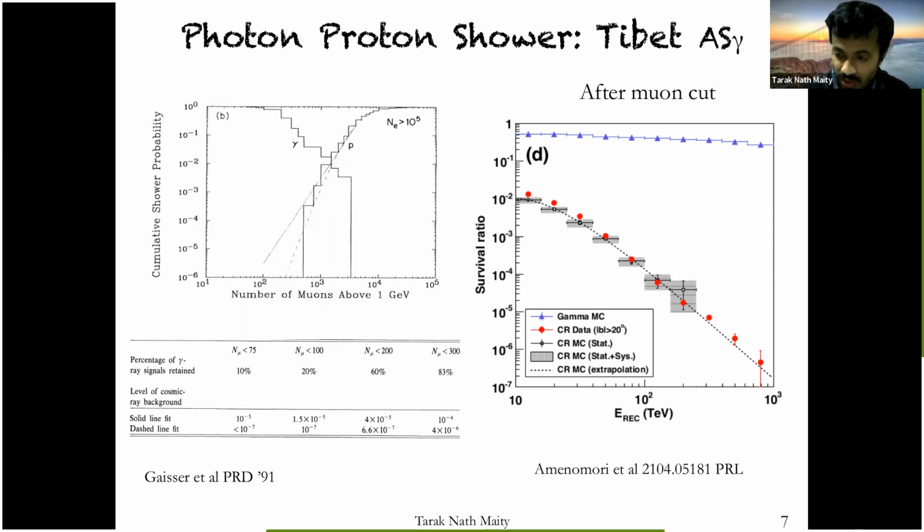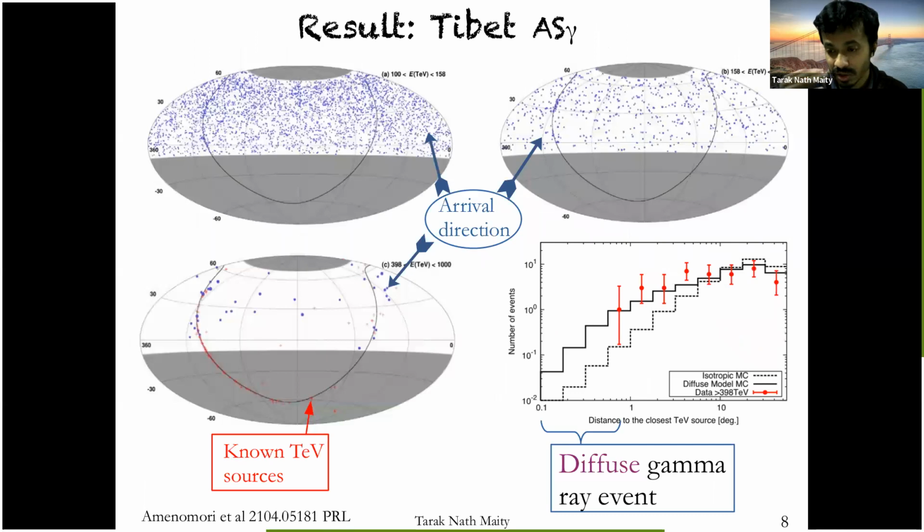Along with this, what Tibet can do is it can also track the direction from which the photons are coming by looking at the timing information. So in the first 3 panels, the experimental collaboration has presented their result for 3 chosen energy windows of operation. The first one is for 100 to 158 TeV, the second one is 158 to 398 TeV, and the third one is 398 to 1000 TeV.